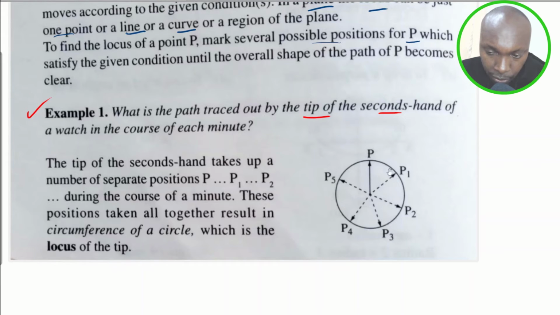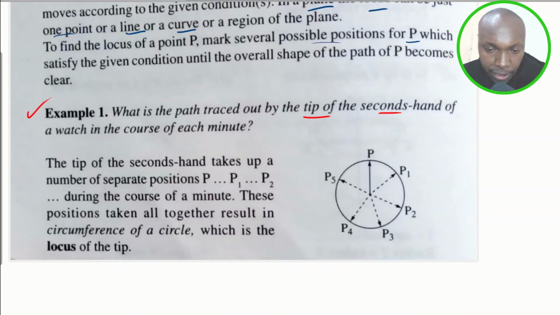So in the course of this movement, it traces a path, and that path is what we refer to as the locus of a point. These positions taken all together result in the circumference of a circle, which is the locus of the tip. So the locus of this tip will be the whole of this circumference. That is how it moves, it creates a path.